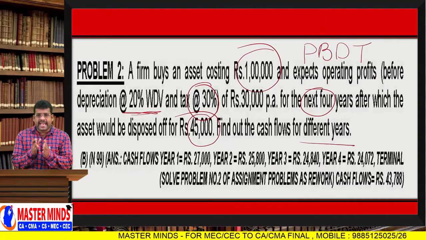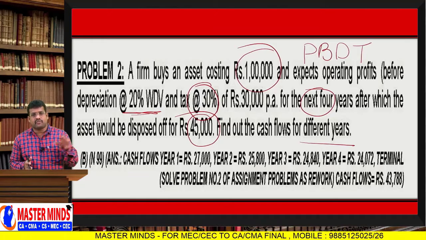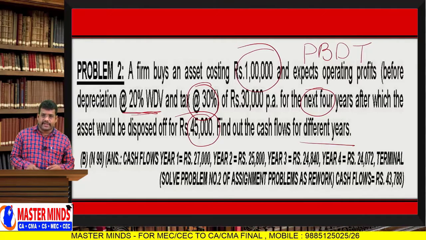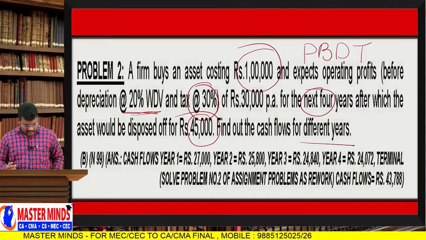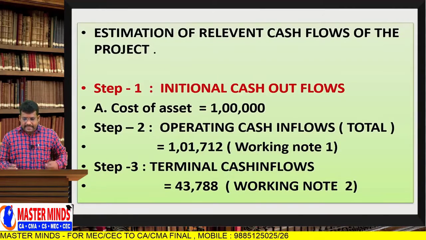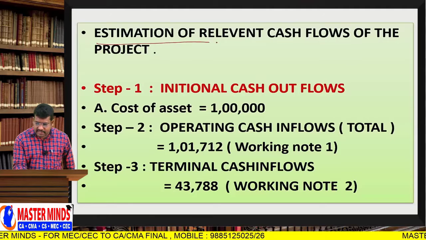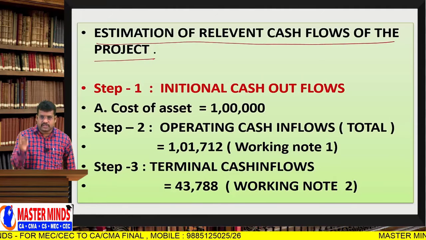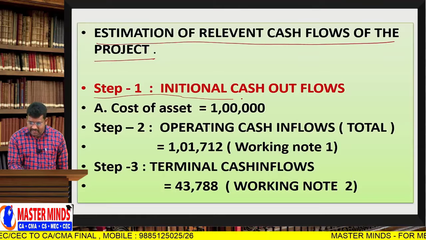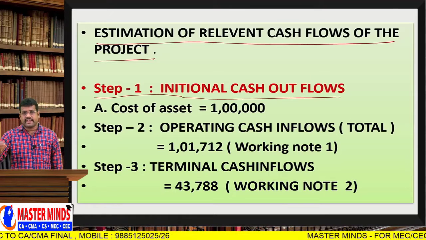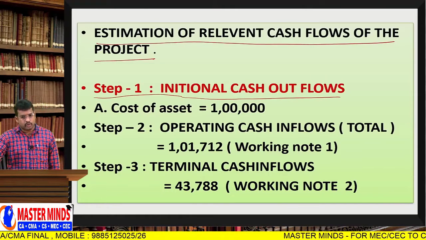I repeat again, the cash flows of the project are first the outflow and the inflow. Inflows are again classified into two types: operating cash inflow and terminal cash inflow. Let's check it in this problem. Estimation of relevant cash flows of the project. This is the first one. I took the statement. Step number 1, estimation of initial cash outflow. How much initial cash outflow did you make?